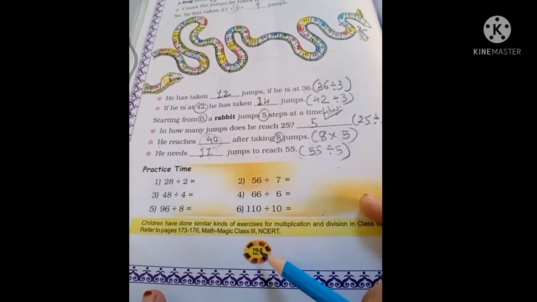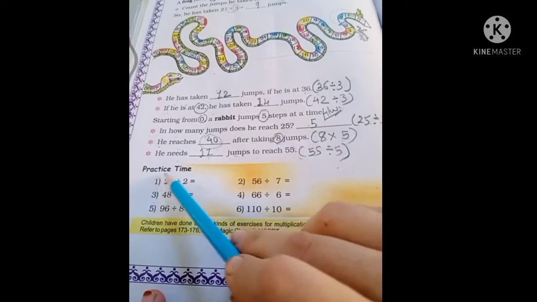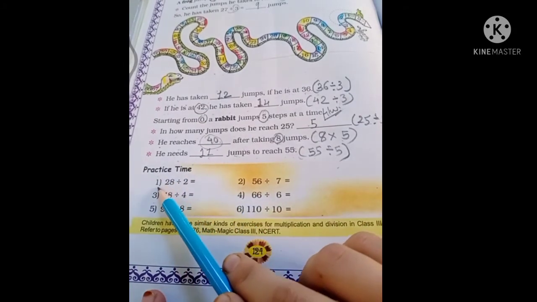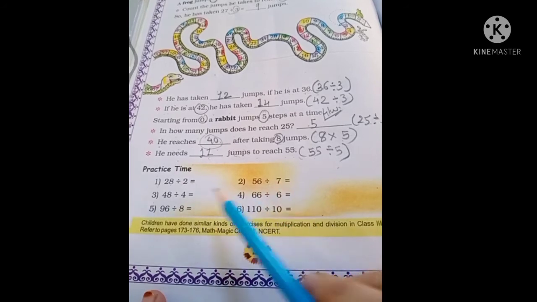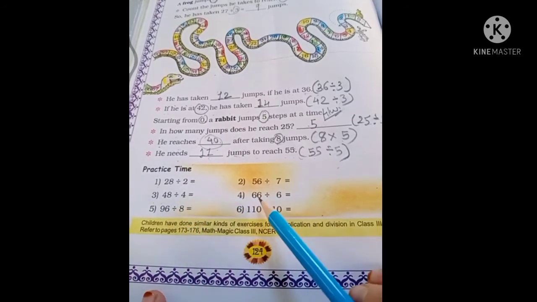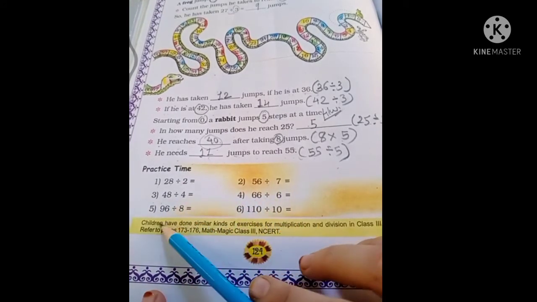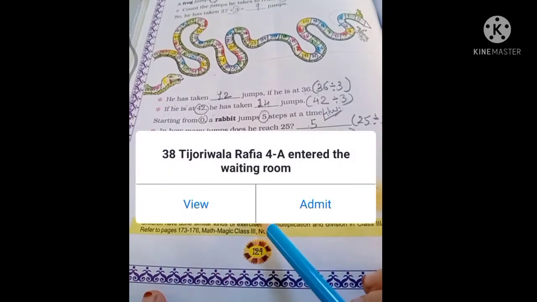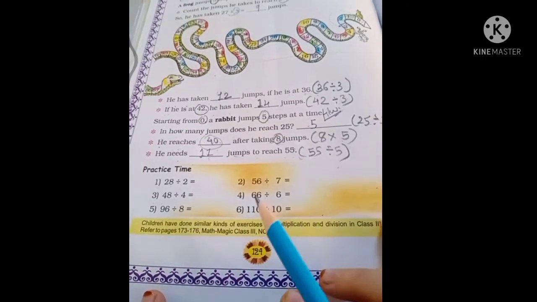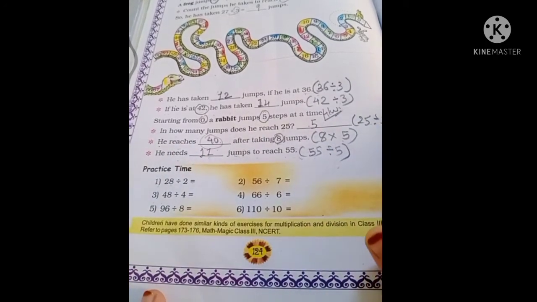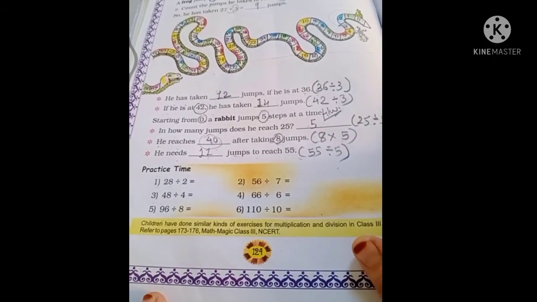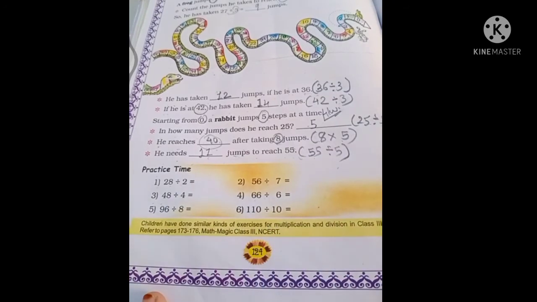Now students, as I told you, we will do the solution of this practice time question. Question number 1: 28 divided by 2, 56 divided by 7, 48 divided by 4, 66 divided by 6, 96 divided by 8, 110 divided by 10, right? So students, I am solving these sums in a book and explaining to you. So let's see the solution of your division.